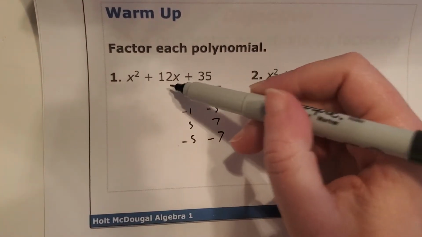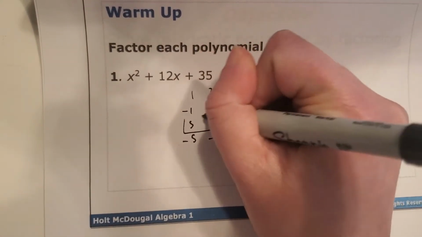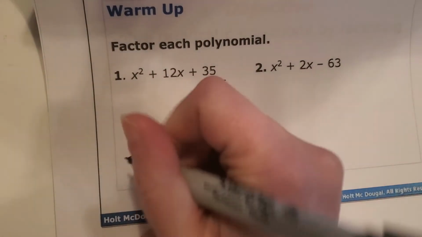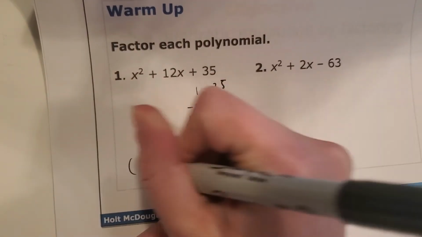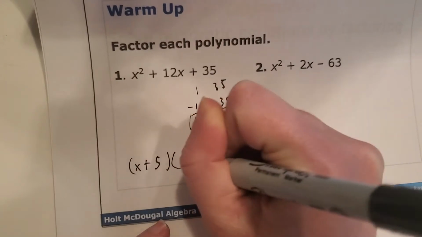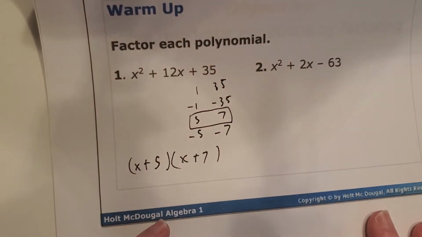Which one of these options adds up to positive 12? Positive 5 and positive 7. So the way this first one would factor down is x plus 5 and x plus 7. Okay?